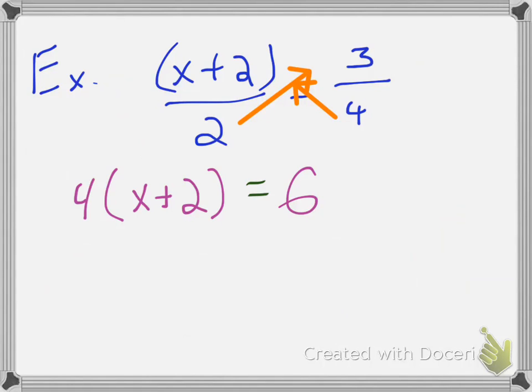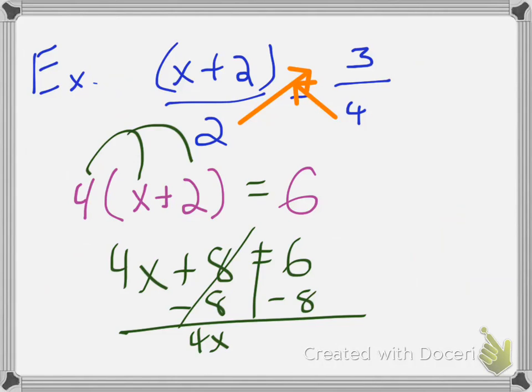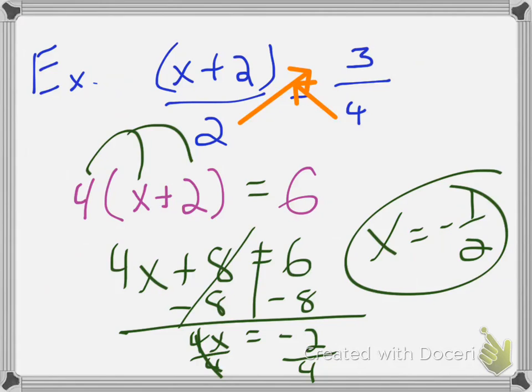Now we're going to solve it like normal. So we're going to distribute. 4 times x is 4x. 4 times 2 is 8. Equals 6. Now are you going to solve it like a normal problem? Subtract 8 on both sides. You get 4x is equal to negative 2. Divide by 4 on both sides, and you get x is equal to negative 1/2. And that's it. There's not anything new. You already know how to do it. You just have to cross multiply, take one step at a time.